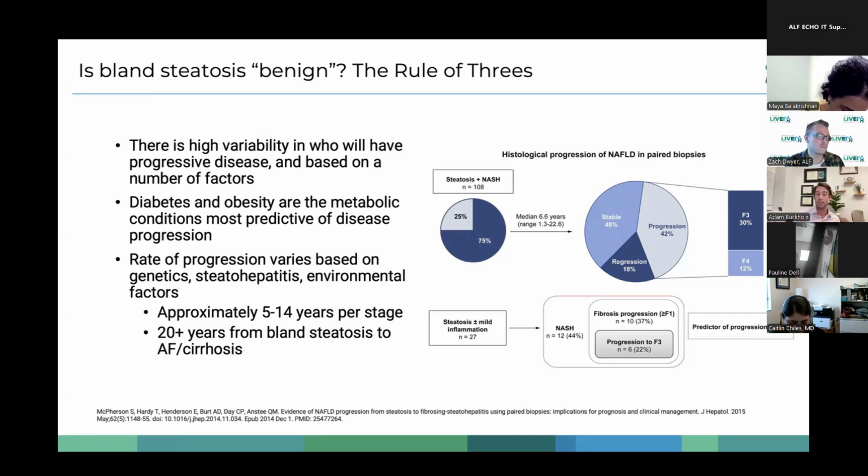Diabetes and obesity are the metabolic conditions that most predict disease progression, and the rate of progression varies a lot based on genetics, how much inflammation is present at time of diagnosis, and other environmental factors. But give or take about 5 to 15 years per stage, meaning that in most patients, it's going to take 20 plus years to progress from bland steatosis to advanced disease, but that's why it requires monitoring every couple of years.